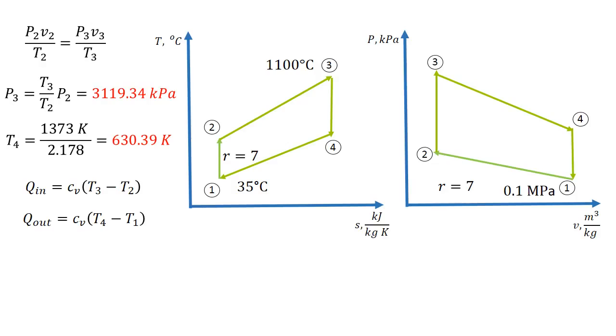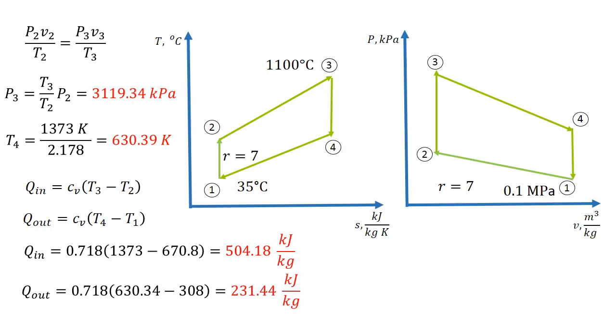Cv is the specific heat value of the air, which is 0.718. The heat input is 504.18 kilojoules per kilogram, and the heat output is 231.44 kilojoules per kilogram.